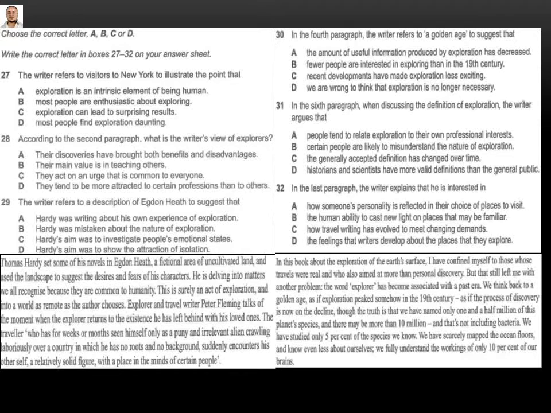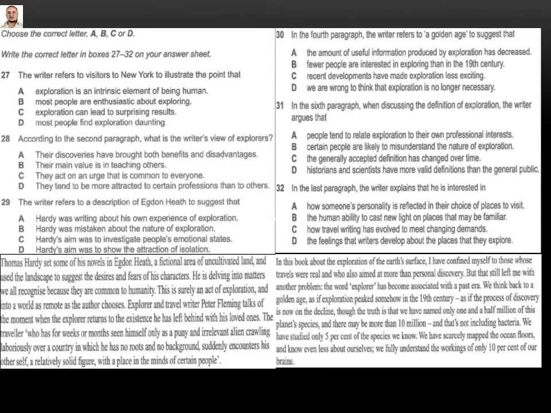Okay. 30. In the fourth paragraph, the writer refers to a golden age to suggest that A. The amount of useful information produced by exploration decreased. B. Fewer people are interested in exploring than in the 19th century. C. Recent developments have made exploration less exciting. D. We are wrong to think that exploration is no longer necessary.